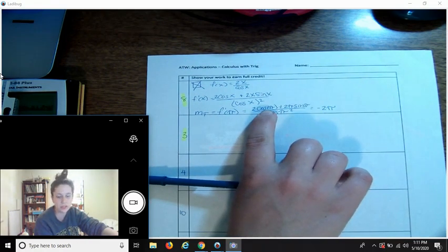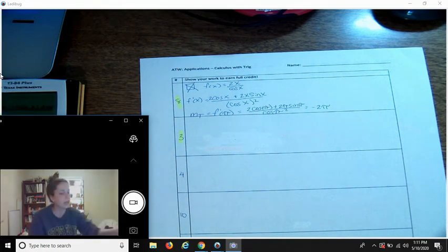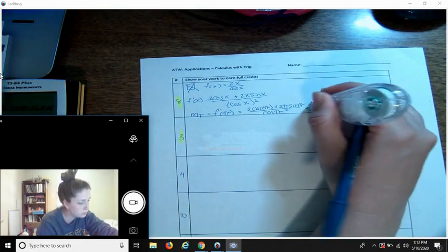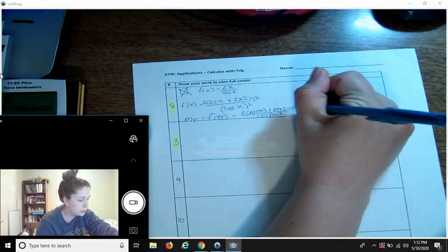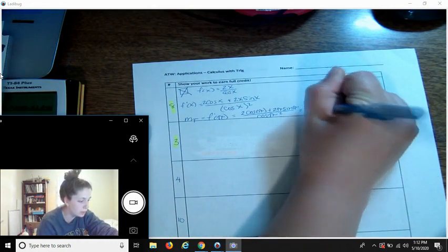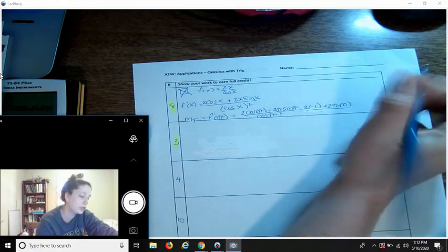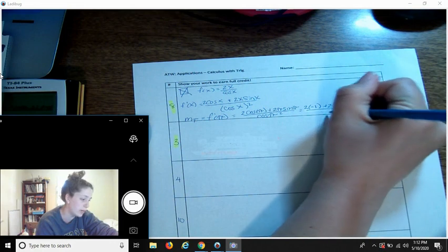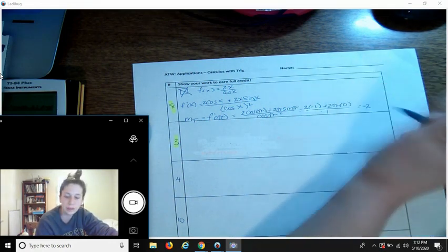Wait, shouldn't it be -2? Hold on. The sine of pi is 0, so I should just do this. I'm sorry. Oh, it is -1. 2 times -1 plus 2 pi times 0 all over cosine of pi, which is -1, squared, which is 1. So I should just get -2.